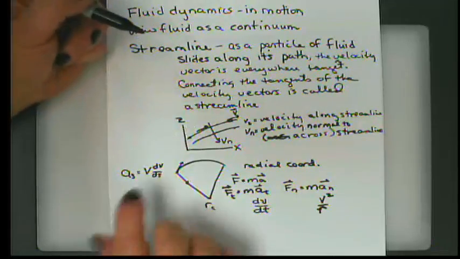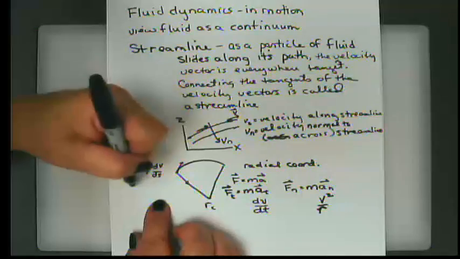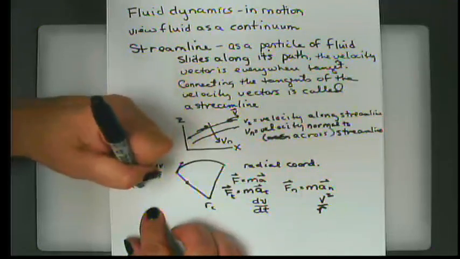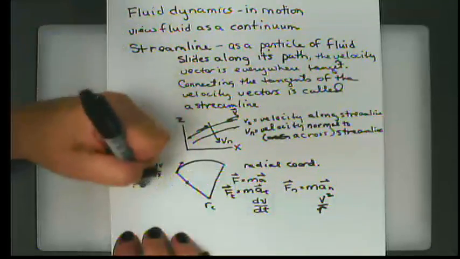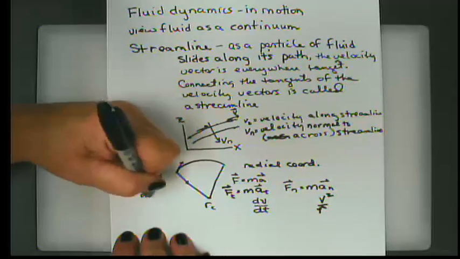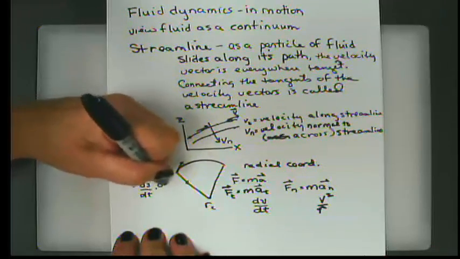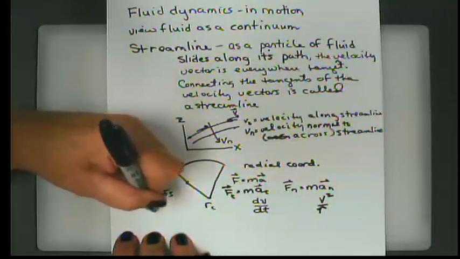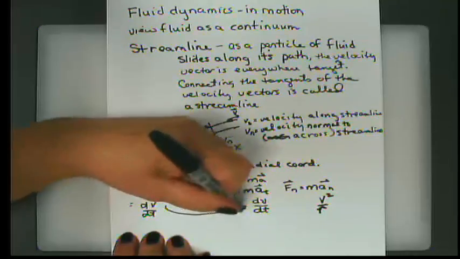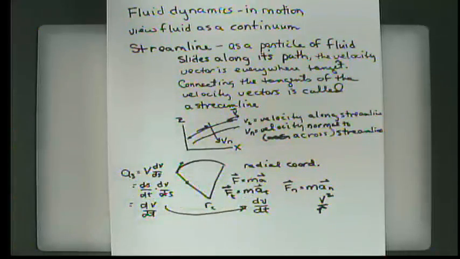Now, once again, this comes from dynamics or physics, but remember, velocity is dx/dt, or in this case, if we're along a streamline, ds/dt. So if we multiply that by dv/ds, the ds's cancel out, and we get dv/dt. So that's the equivalency of this and this.